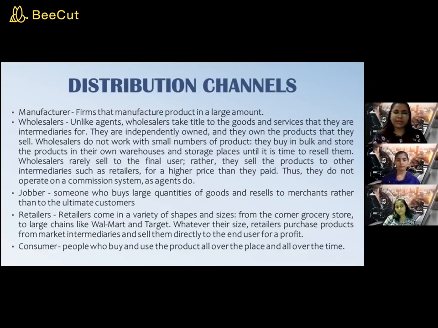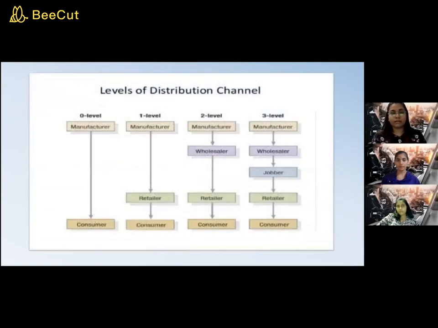Retailers. Retailers come in a variety of shapes and sizes, from the corner grocery store to large chains like Walmart and Target. Whatever their size, retailers purchase products from market intermediaries and sell them directly to the end user for a profit. Consumer: people who buy and use the product all over the place and all over the time. This is the level of distribution channel: 0 level, 1 level, 2 level, 3 level.